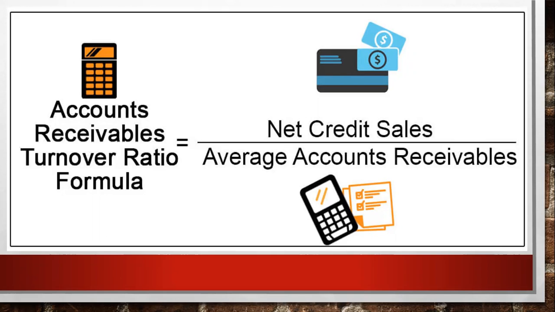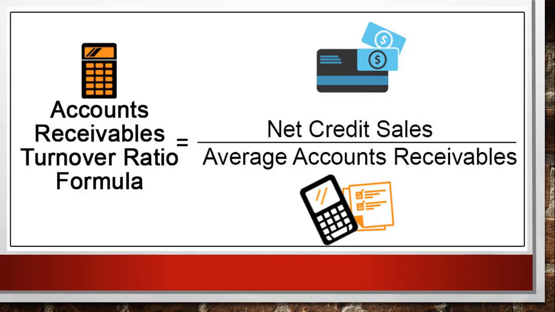You can call it how much time I give the credit. By calculating this formula you will get an answer in times, that is, how many times I have given credit to the customer. Okay, so this is the formula of debtor turnover ratio.